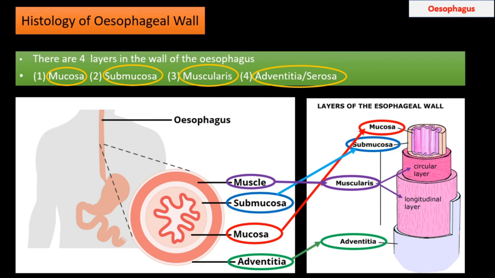The outer layer of the esophagus above the diaphragm is known as adventitia because it is composed of collagen fibers only, but the outer layer of the esophagus in the abdomen region is known as serosa, and it is mainly made up of visceral peritoneum.